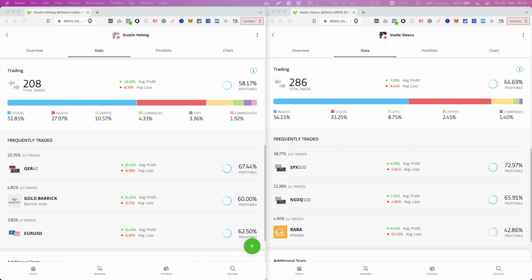Next, we get to an important section that shows us the number of trades the portfolio made, what they invested in and how often those trades have been profitable so far. In this case, both portfolios only have 200 to 300 trades so far, but the portfolio on the right has a slightly higher success rate, indicating that his strategy is able to identify opportunities better than Finanzzyklen does.